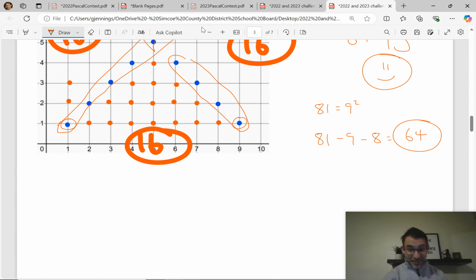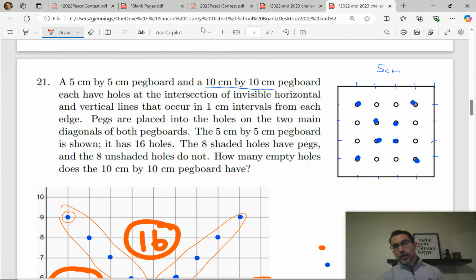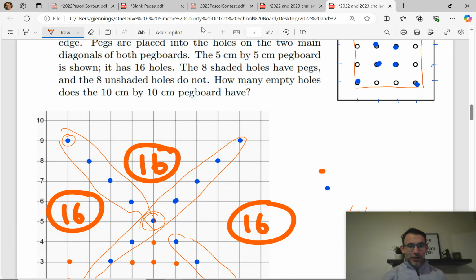I think visualizing it is almost a must, as well as looking carefully at the example they give you and seeing that this 5 centimeter by 5 centimeter grid has a 4 by 4 grid of pegs, and just committing to that. Then I know that this 10 by 10 grid will have 9 by 9 pegs, or 81 total, and then I figure out how many are in that cross. Be very careful not to double count that peg, because it only happens once, even though it's in both diagonals. There's not 18 pegs, there's only 17.